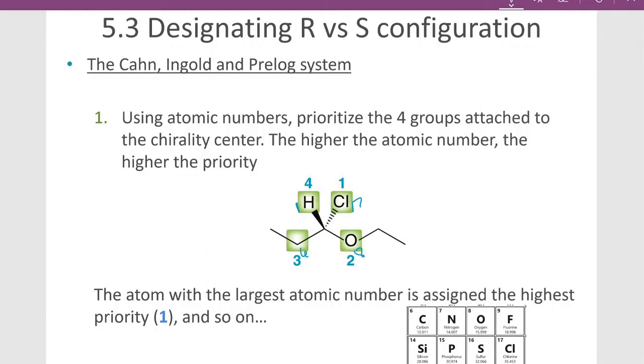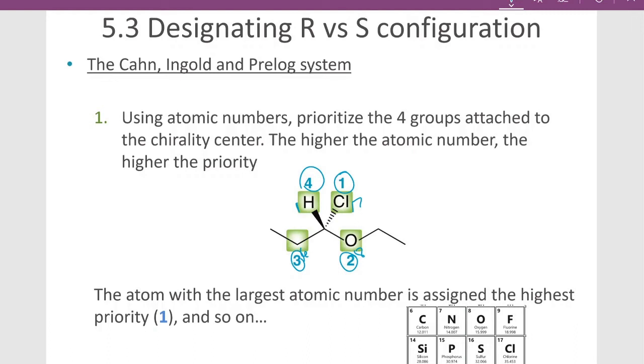So what is that going to mean? That's going to put chlorine at priority number 1 because it's got the highest atomic number. Oxygen has the second highest, so it's number 2. Carbon has the third highest, so it's number 3. And hydrogen has the fourth highest, so it's number 4. So it's the least, okay?